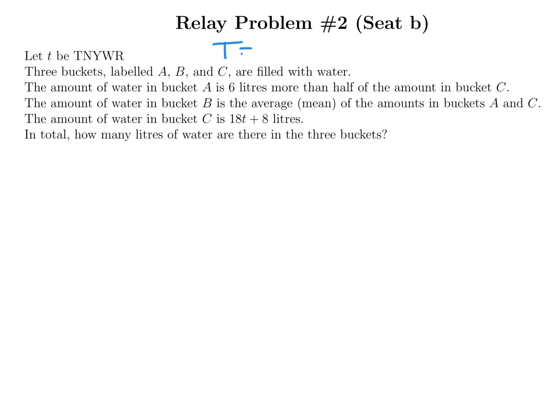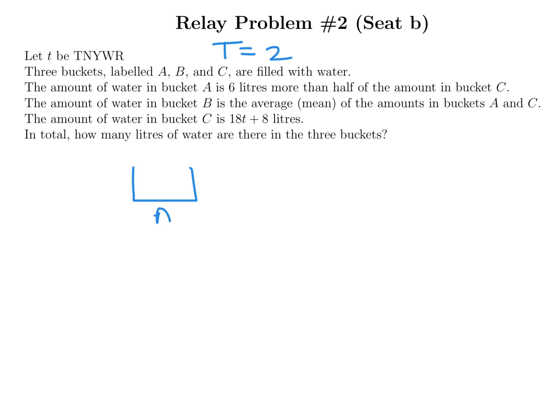T would therefore be 2 in this case. 3 buckets labeled ABC are filled with water. The amount of water in bucket A is 6 liters more than half of the amount in bucket C. The amount of water in bucket B is the average of the amounts in buckets A and C. The amount of water in bucket C is 18T plus 18. And total, how many liters of water are there in three buckets?